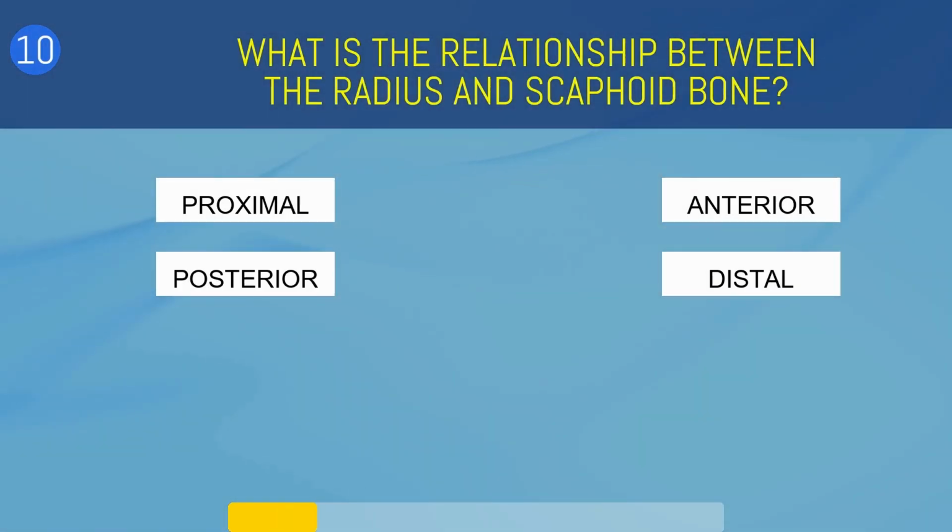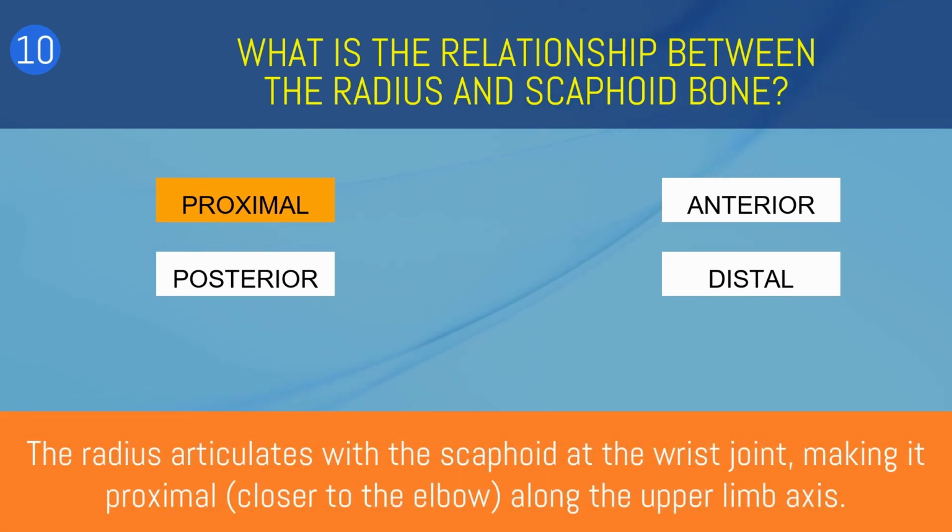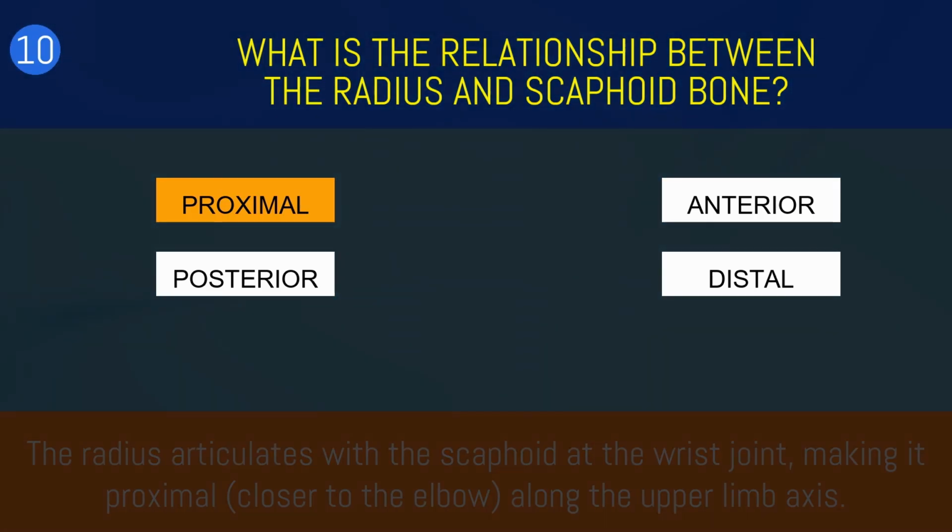What is the relationship between the radius and scaphoid bone? Proximal, posterior, anterior, or distal? Proximal. The radius articulates with the scaphoid at the wrist joint, making it proximal along the upper limb axis.